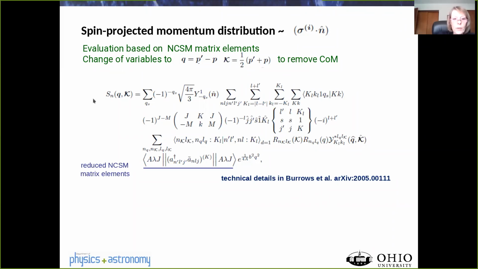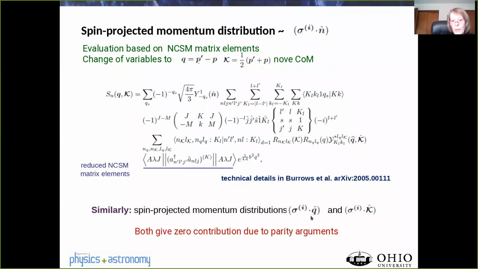What you actually see, lots of Clebsch-Gordans and stuff, but I just want to point out that this is the input which we actually get from the no-core shell model, namely the reduced matrix element. There are a lot of technical details. You can go on the web and look at this one. This factor here, what you see at the end, comes from removing the center of mass. So we can do that for S_n, which is the spin projected along the normal to the scattering plane. And then similarly, you calculate the spin projected momentum distributions along q hat and along kappa hat.